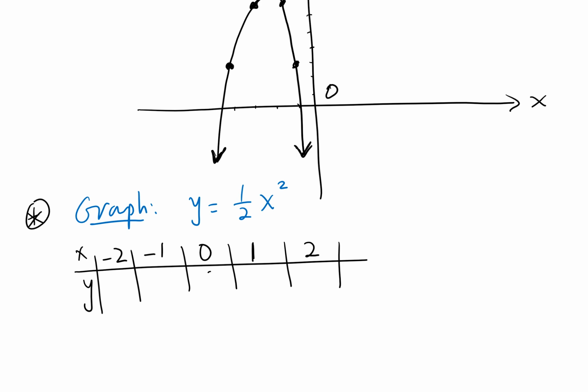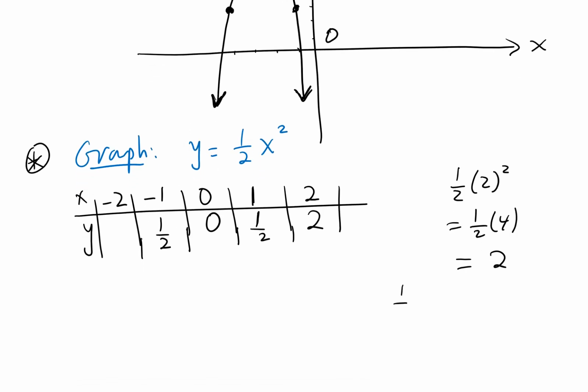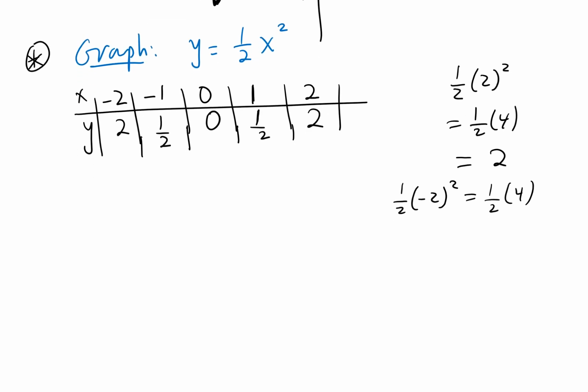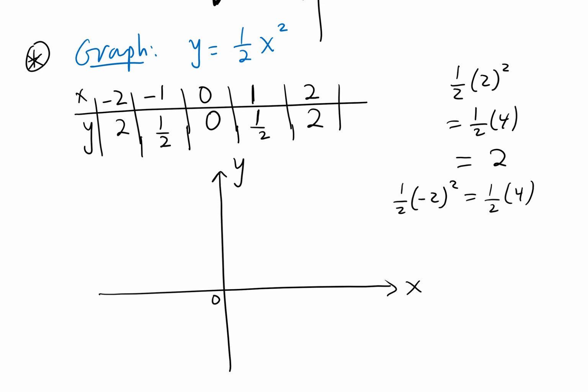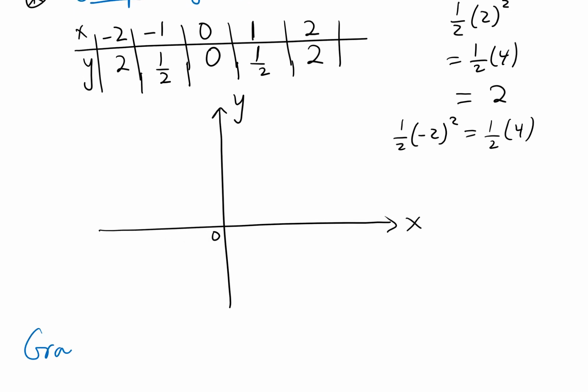So when x is 0, y is 0. When x is 1, y is 1/2. When x is 2, you get 1/2 times 2 squared, 1/2 times 4, that's a 2. If you plug in negative 1, 1/2 times negative 1 squared is 1/2. If you plug in negative 2, 1/2 times negative 2 squared, that's a 4 times 1/2, again, that's a 2. Try to graph this one. And then after you finish plotting that on the graph, try to graph the absolute value function.